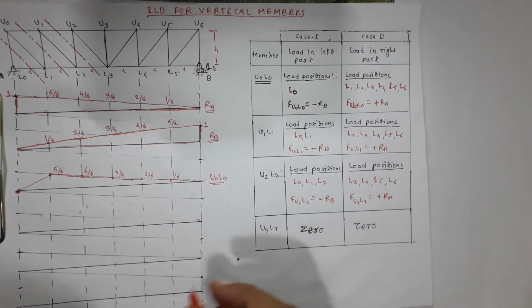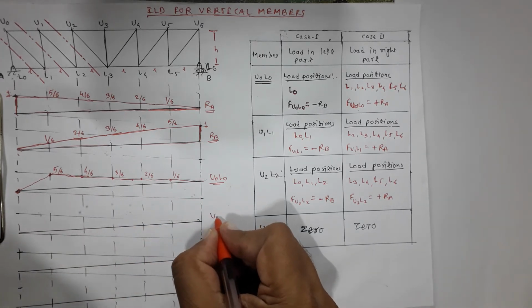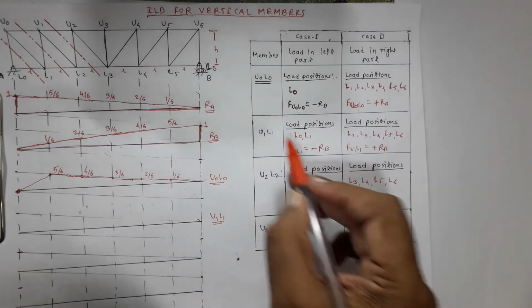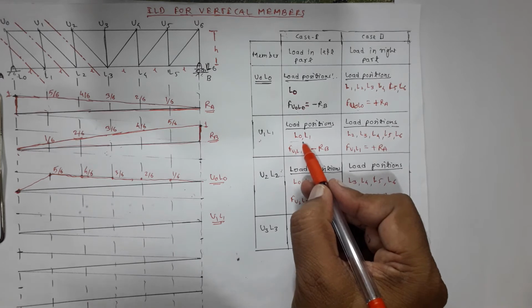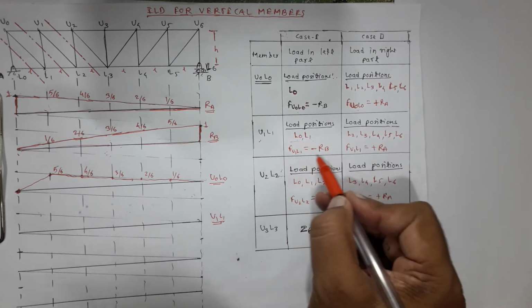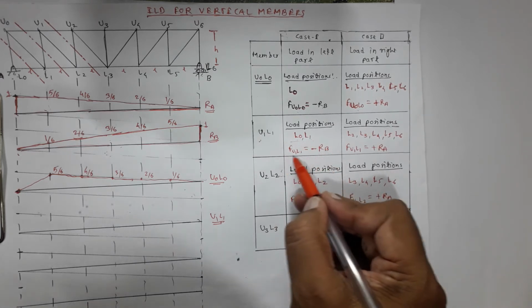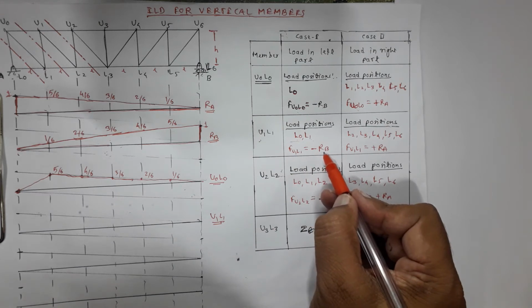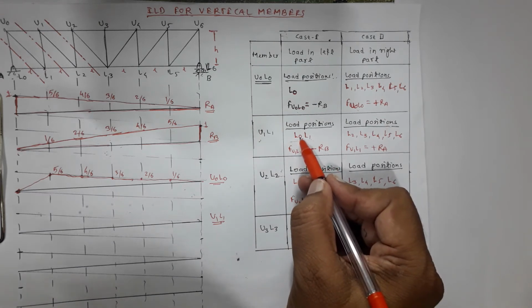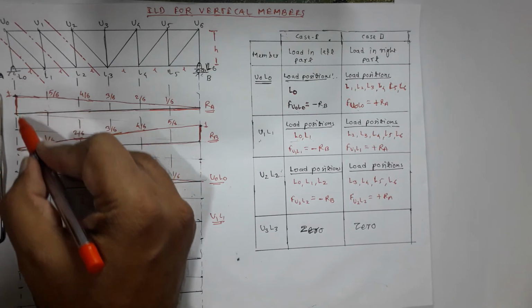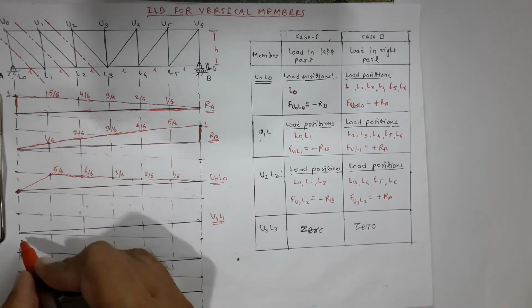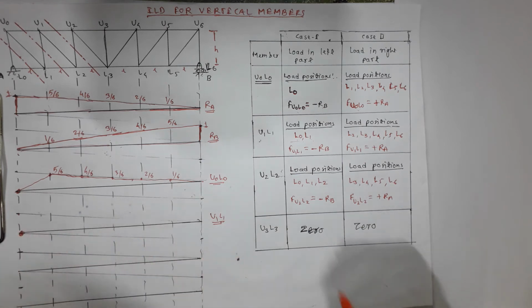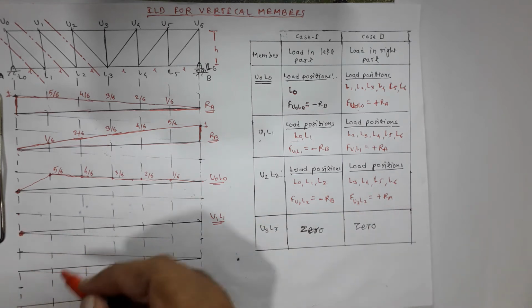Now you tell me how to draw the ILD for U1 L1. Again for U1 L1, two load positions are possible. When the load is in the left part, L0 to L1, the value of force in U1 L1 is given by minus RB. So when the load position is L0, RB is equal to 0. So I am going to plot it as 0 over here.